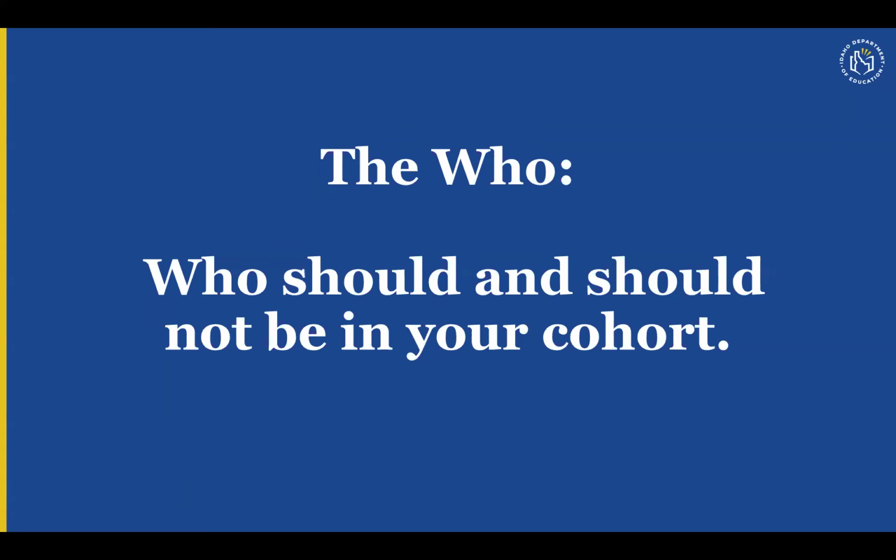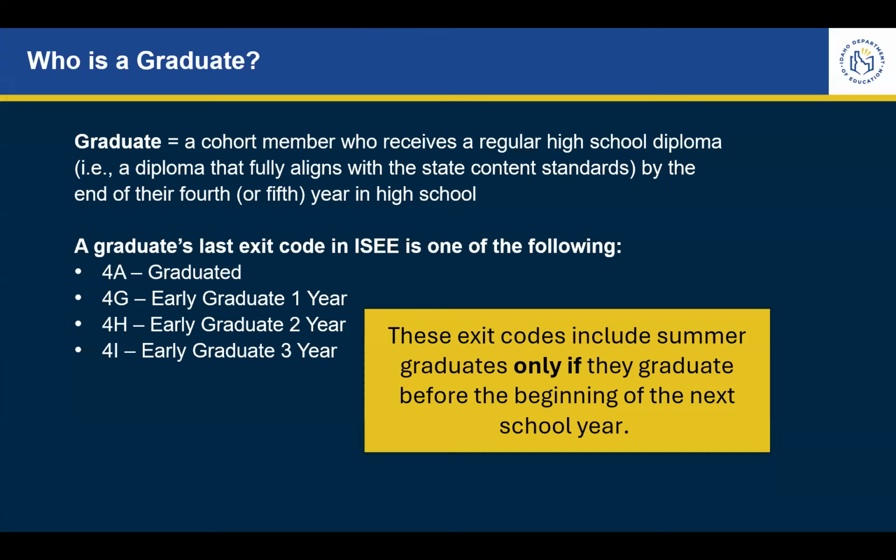Perfect. Next, we will look at who should and should not be in your cohort. We will review graduates and exit codes, as well as federally required documentation for each exit code. So who is a graduate? It's pretty simply put, a graduate is a cohort member who receives a regular high school diploma by the end of 4 years, or 5 years for the 5-year cohort.